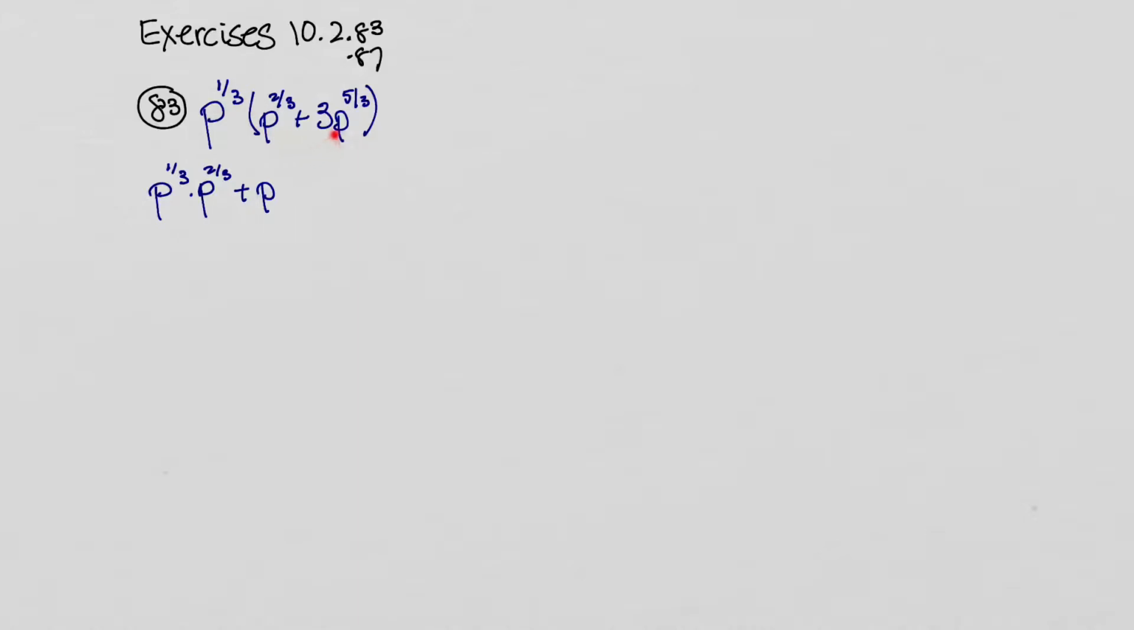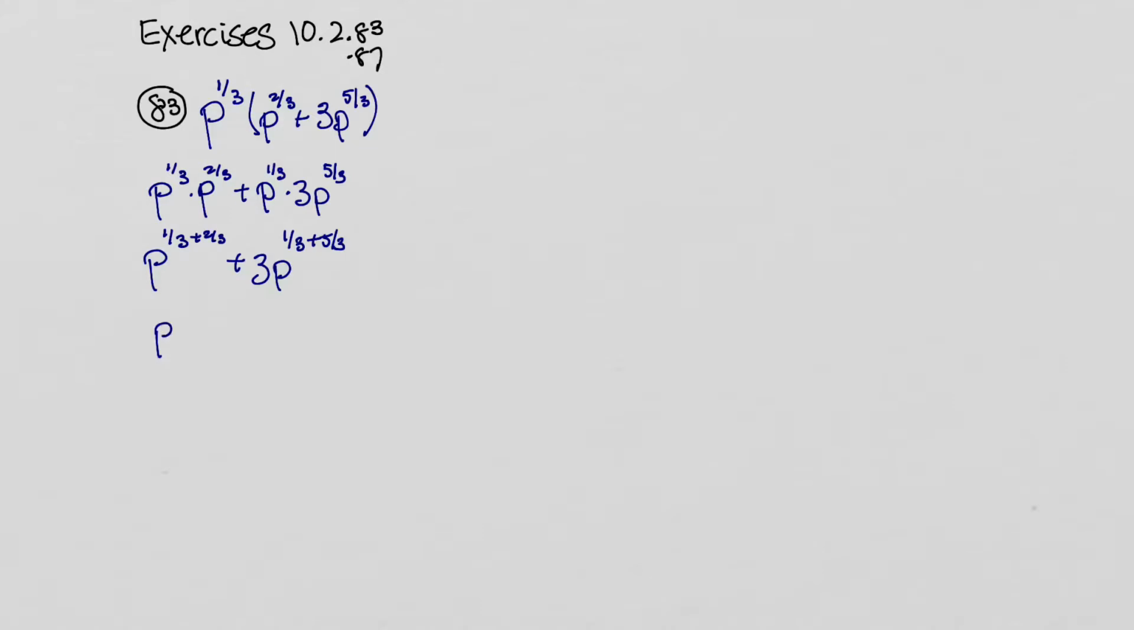plus now p to the 1/3 times this one here, 3p to the 5/3. Now we're multiplying two powers with the same base here, so we'll add those exponents. Here's what it'll look like. It will look like p to the 1/3 plus 2/3 plus, let's write the 3 out in front as our coefficient, p to the 1/3 plus 5/3.